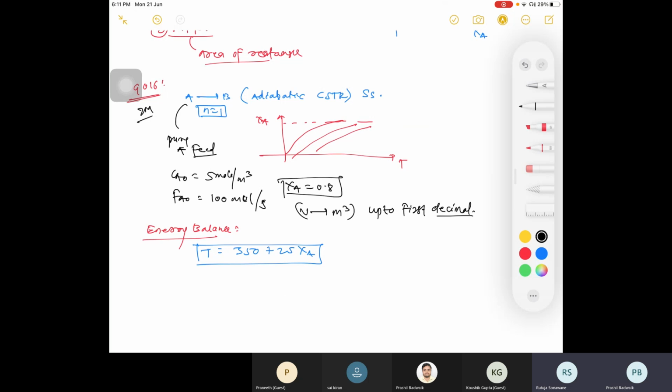First, we'll find T and then minus RA and XA by R. It is given for different rates, right? Please write here minus RA1, minus RA2, and so on. Now using this, you need to calculate the volume of the reactor, that is your CSTR, in meter cube.